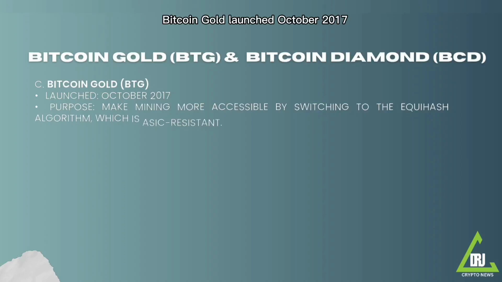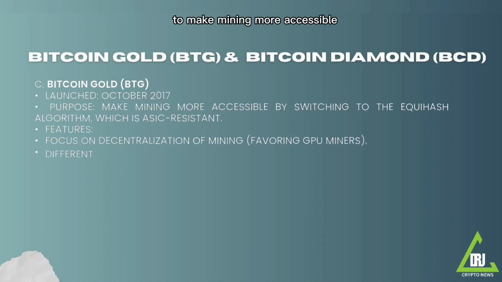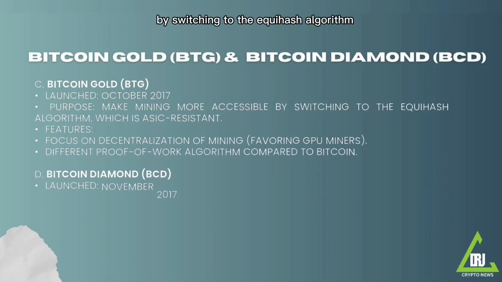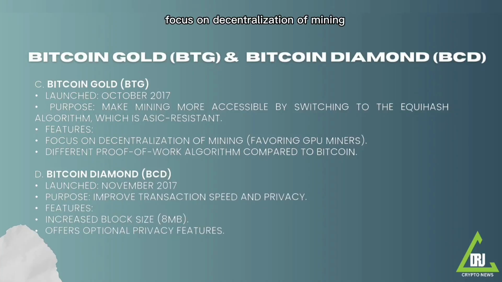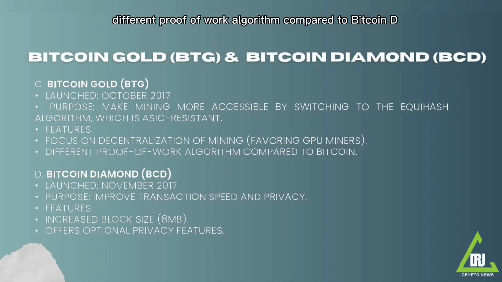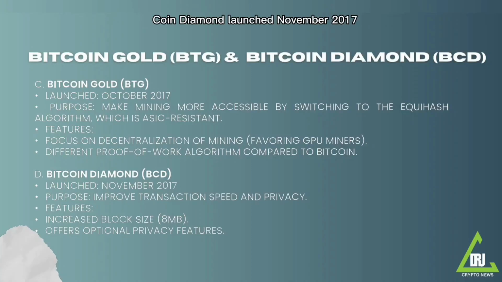Bitcoin Gold, launched October 2017, to make mining more accessible by switching to the Equihash algorithm, which is ASIC resistant, focus on decentralization of mining, favoring GPU miners, different proof-of-work algorithm compared to Bitcoin. Bitcoin Diamond, launched November 2017, improved transaction speed and privacy, increased block size, 8 MB. Offers optional privacy features.